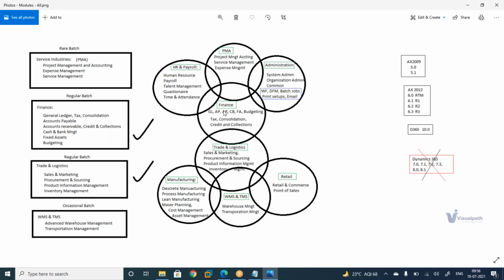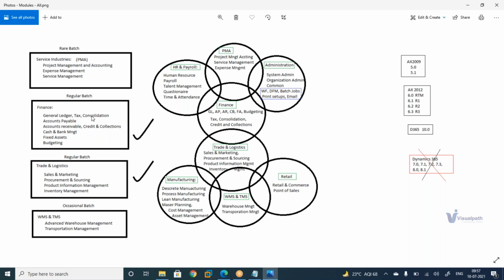Finance means general ledger, accounts payable, accounts receivable, cash and bank, fixed assets, budgeting. These are the 6 modules. On top of that, there are 2 modules, tax and consolidation. In 2012, the previous version, these 2 were part of GL, but in D365 they have separated. And credit and collections is a part of accounts receivable. Now it was separated. So altogether it is 9 modules.